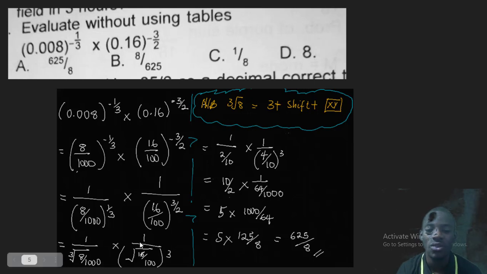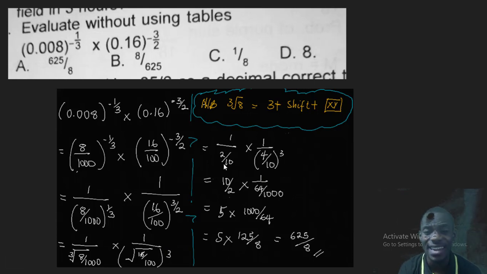The third root of 1000 is the number that will times itself 3 times that will give me 1000, and that's 10. 10 times 10 is 100. 100 times 10 is 1000. So that's what I have here, 10. Then 1 over 2 over 10 times the square root of 16 is 4. The square root of 100 is 10. All to the power of 3. And that's what I have here.